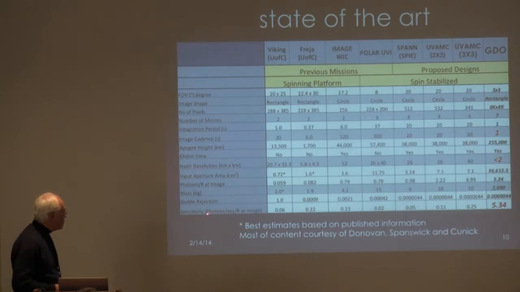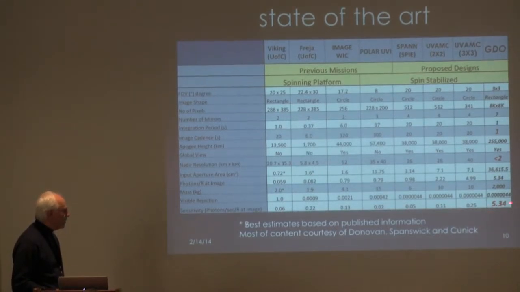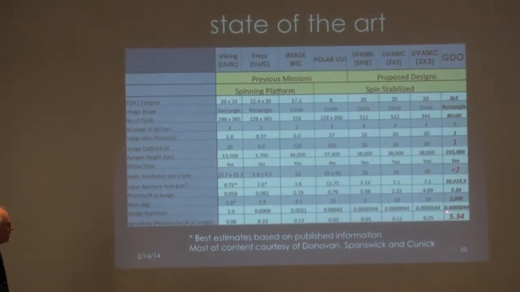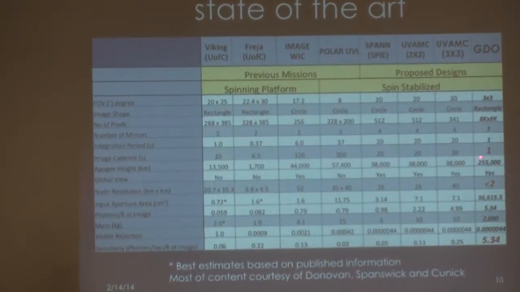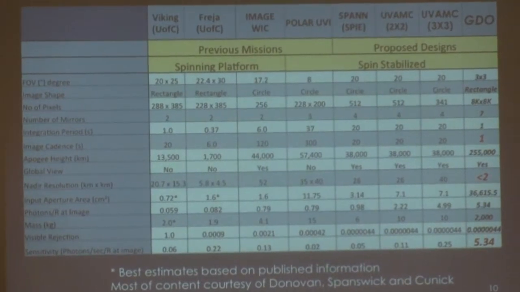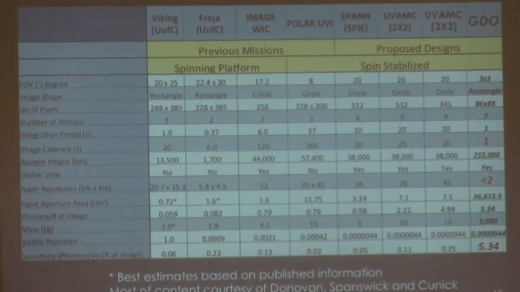And then lastly, just the sensitivity. If you look at the photons per second per Rayleigh per image, you get a sense of the typical state-of-the-art that has been flown, and this goes up by several orders of magnitude over some of these, or at least an order of magnitude. So not only does this have very high temporal resolution and spatial resolution, the sensitivity is unparalleled.